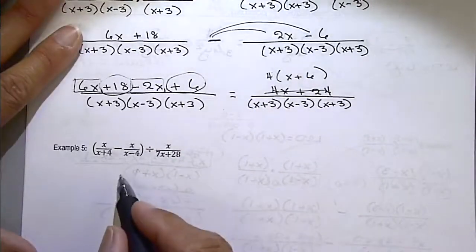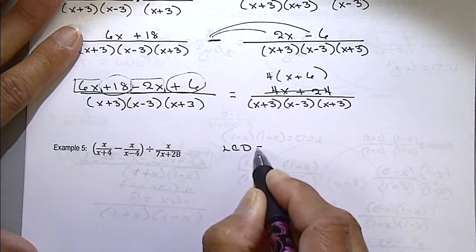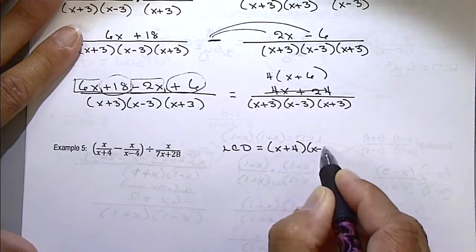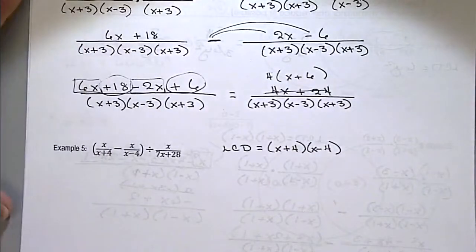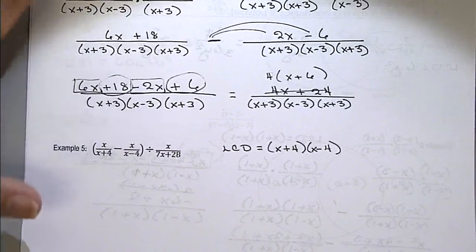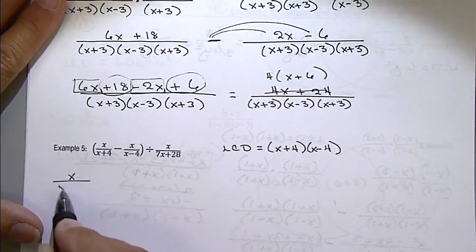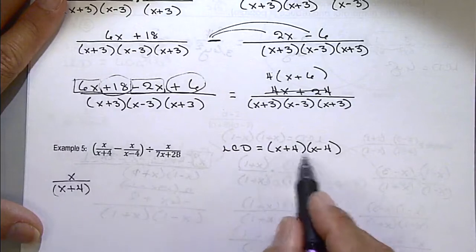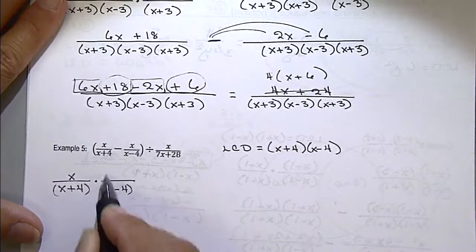So let's say I have an LCD. My LCD for this first part has to include both of them, right? Because they don't have anything in common. Remember, that 4 doesn't mean anything because it's added, right? I mean, if it was all multiplied, we'd say they had common, but it's not. So it's added, subtracted. You got to treat them as unique. So I'm going to take these two fractions, and I'm going to say x over x plus 4. And I want that to become x plus 4 times x minus 4, so I'll multiply it times what I did not have in this denominator.